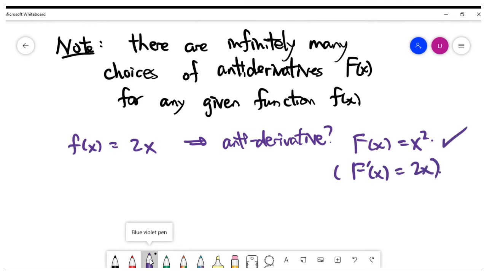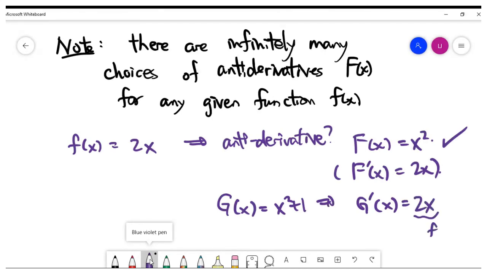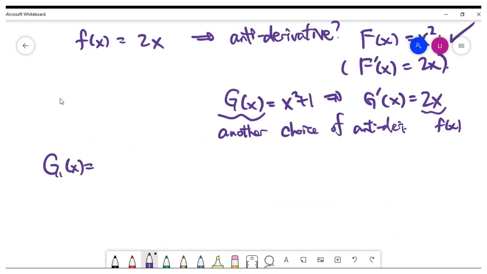But if you think more carefully, there are actually so many other choices. How about I choose big G of x to be x squared plus 1. And now you differentiate the big G of x, you get the derivative as 2x, right? Which is the same as the small f. So it means that the big G is actually another choice of antiderivative, right? So instead of x squared plus 1, you can say maybe x squared plus 2, x squared minus 1, x squared plus 0.5.